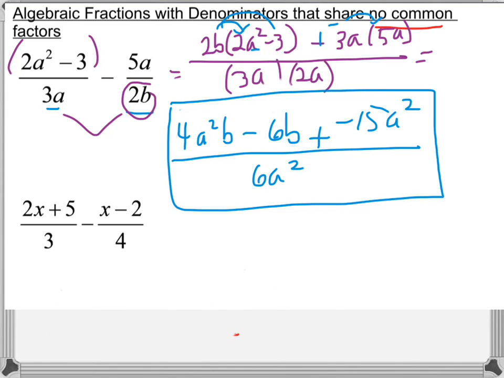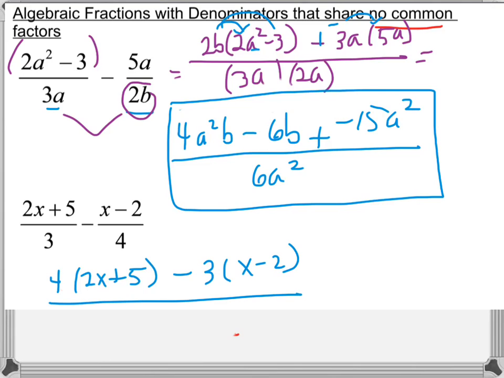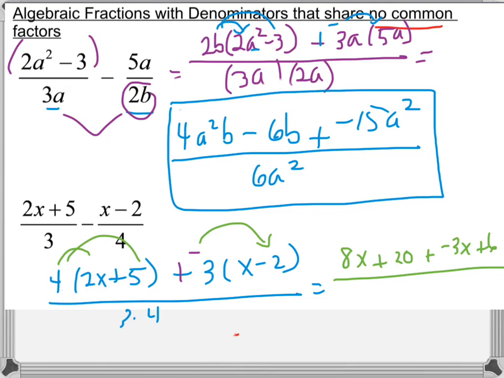Okay, so going on to the next one. Again, 3 and 4 don't share a common factor, so I can just do 4 times 2x plus 5 minus 3 times x minus 2 all over the product of 3 and 4. Okay, I'm going to do keep change change here, so I'm going to change this. Now I'm going to distribute. I have 8x plus 20 plus negative 3x, and this ends up being plus 6, over 12.